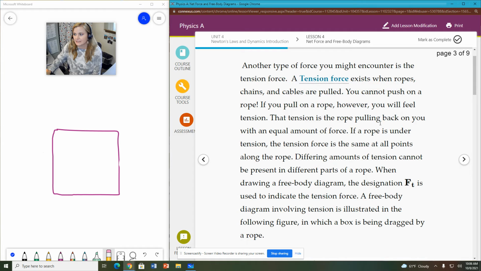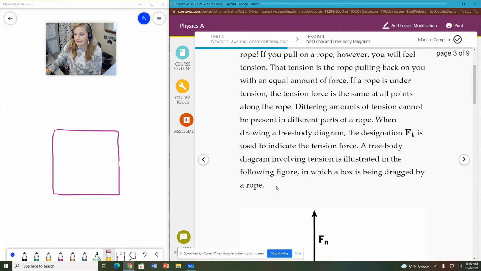So a tension force exists when ropes and chains and cables are pulled. You cannot push on a rope. If you pull on a rope, however, you will feel tension. The tension is the rope pulling back on you with an equal amount of force. If a rope is under tension, the tension force is the same at all points along the rope. Differing amounts of tension cannot be present in different parts of the rope. When drawing a free body diagram, the designation of F sub t is used to indicate the tension force.